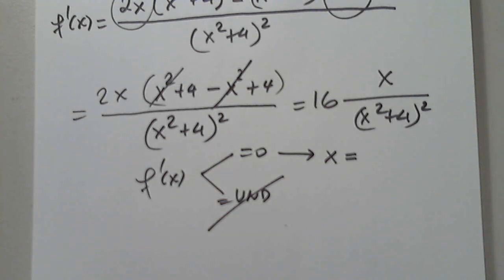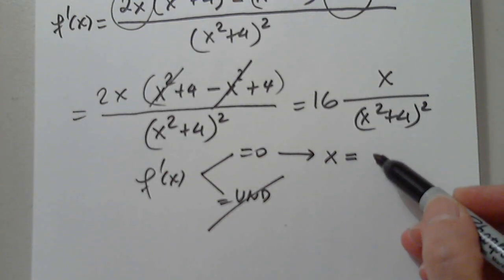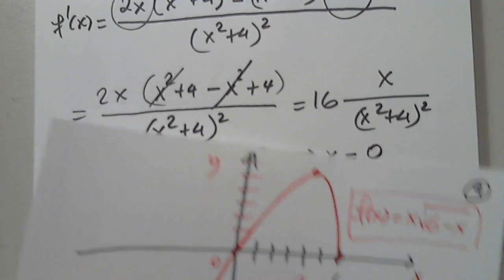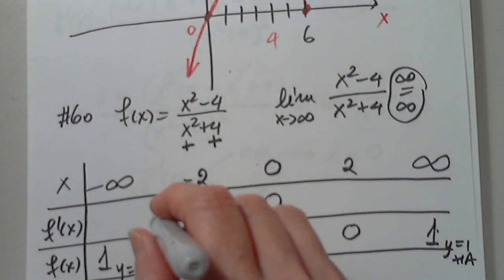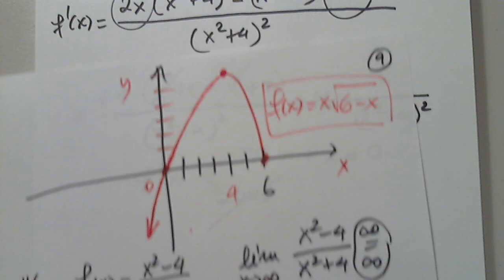If it's undefined, it cannot be. This function is always defined. So x would equal 0. Exactly. Awesome. Good. I need to study the sign left and right.